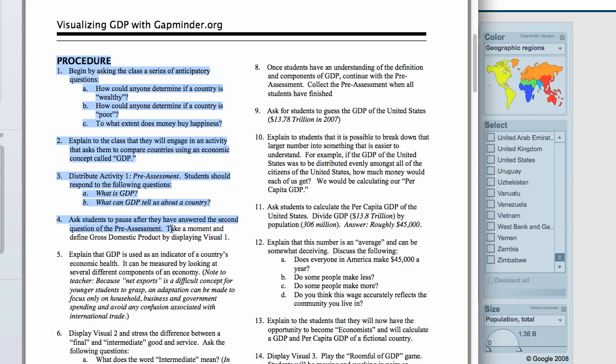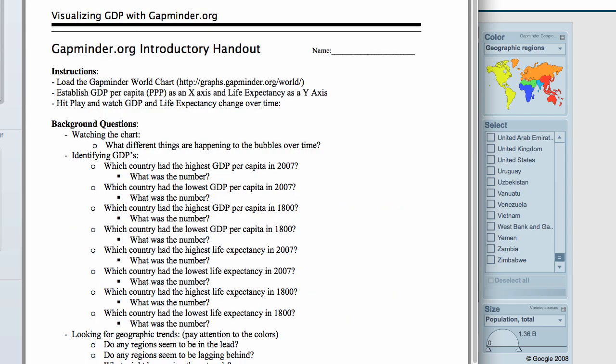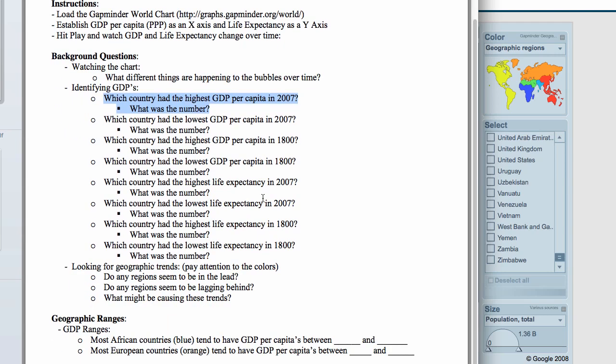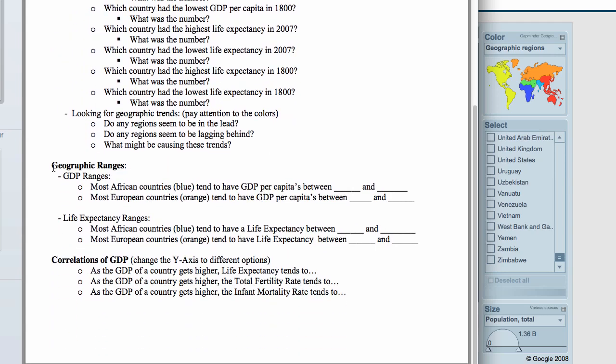Now in this particular assignment, he also has questions that they specifically answer, starting with very basic questions. Can they read the charts? Can they read the diagrams? So for example, which country had the highest GDP per capita in 2007? What was the number? In other words, just trying to get some facts. And then he tries to get them to start to see patterns. So for example, in gross domestic product ranges, most African countries tend to have GDP per capita between blank and blank, and most European countries have it between blank and blank.